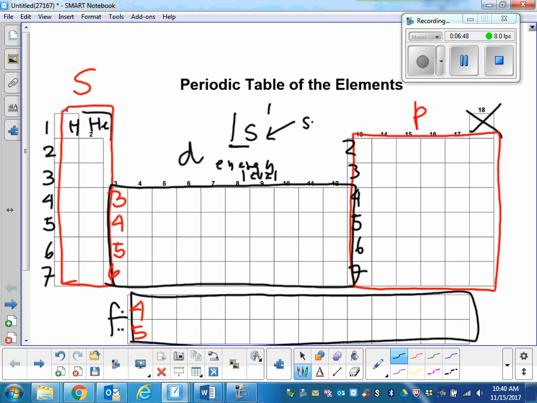This is the sub-level, or kind of the shape of the orbital into which the electron goes. And that denotes the number of electrons that are there in that particular orbital. Are you with me? Helium has how many electrons?